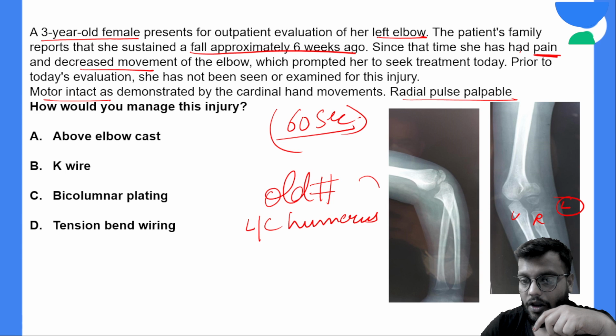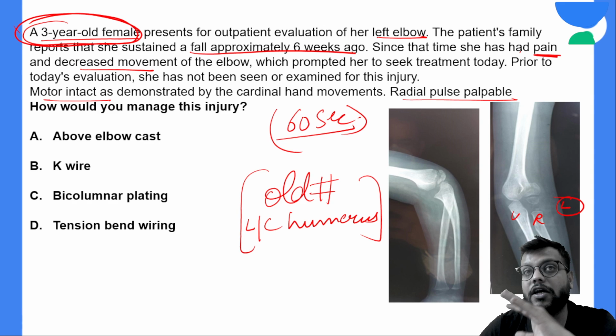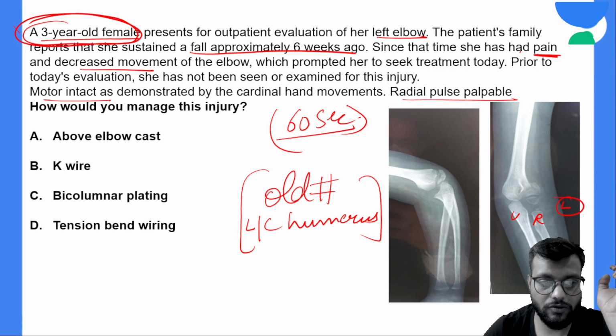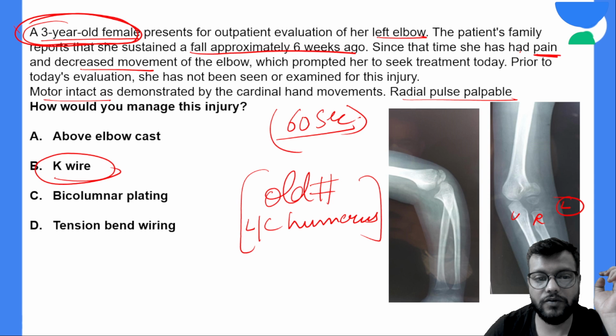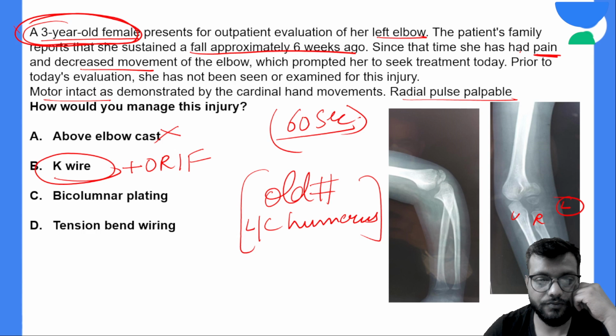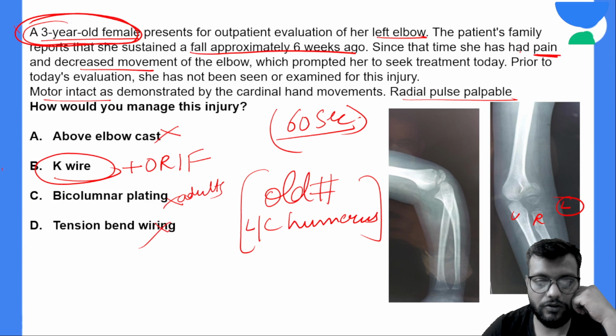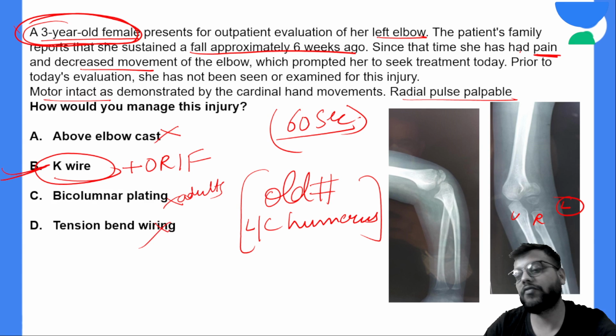And a 3-year-old female with an old fracture, so closed reduction and internal fixation will not work. You have to go for ORIF with K wire. So the treatment of choice will be ORIF with K wire. Conservative you cannot do. Bicolumnar plating, no, it is done in adults. Tension band wiring is done for the olecranon. So K wire, and that too ORIF with K wire.